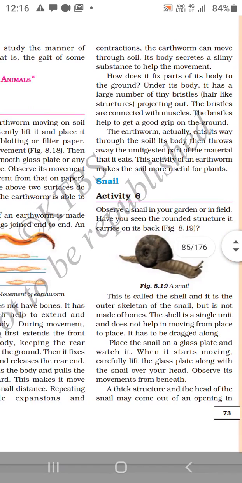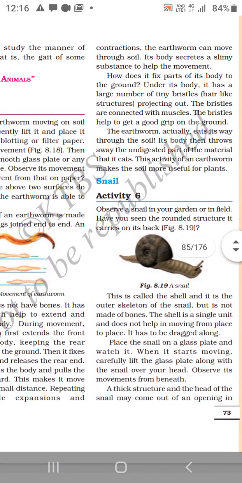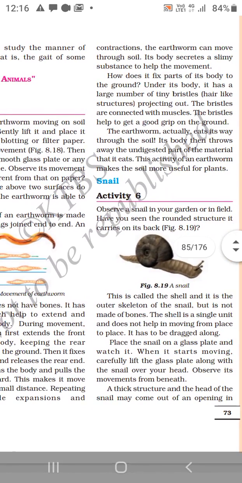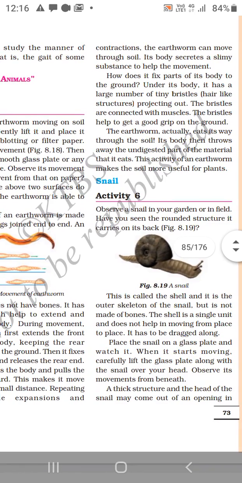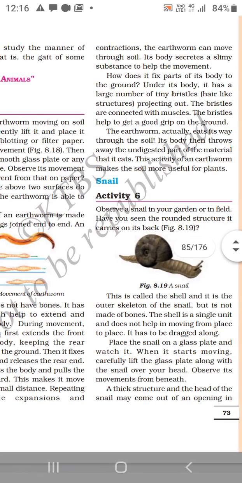Next we will observe a snail. You can see a rounded structure on its back. This is called the shell. It is the outer skeleton of the snail, but it is not made up of bones. The shell is a single unit and does not help in moving from place to place. It has to be dragged along.